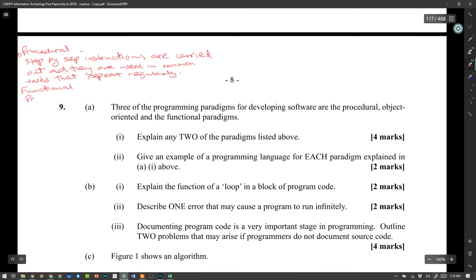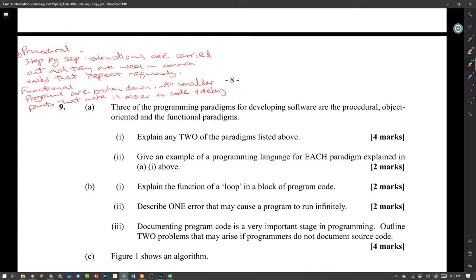Functional programs are broken down into smaller parts that make it easier to code and debug. Alright, so that's part 1.